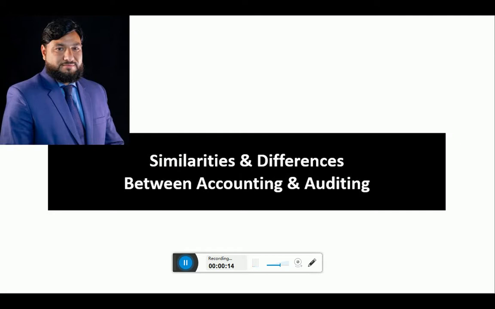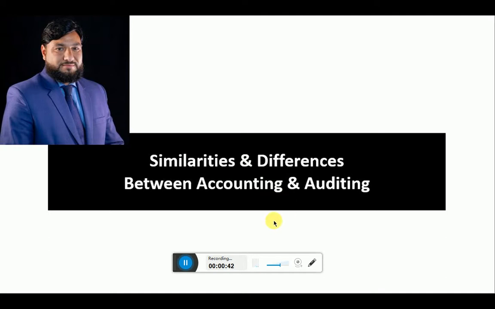The subject of principles of auditing. And today we'll have a very new topic, a very important topic, which is similarities and differences between auditing and accounting, or between accounting and auditing. So in today's lecture, we'll mainly discuss what are the similarities between accounting and auditing, and then we'll discuss what are the differences between accounting and auditing.